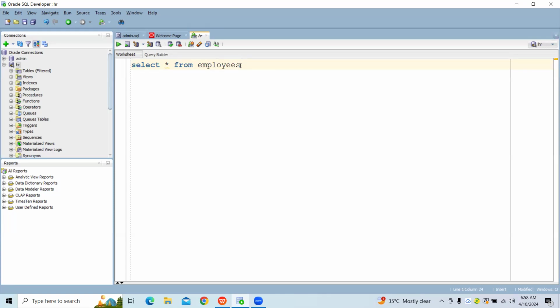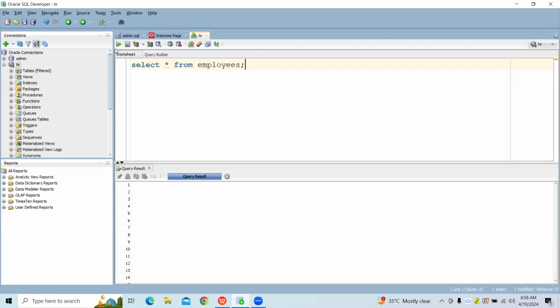So I'm mentioning the same semicolon. After I have mentioned the semicolon, now I'm done with writing a query. The next step I need to follow is to run the query. How to run the query? We'll be selecting whatever we have written and hitting the green play button, which is present on the top of the worksheet.